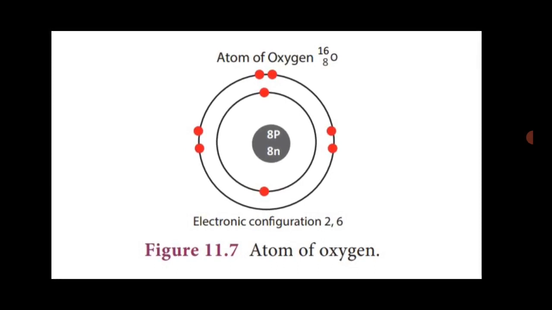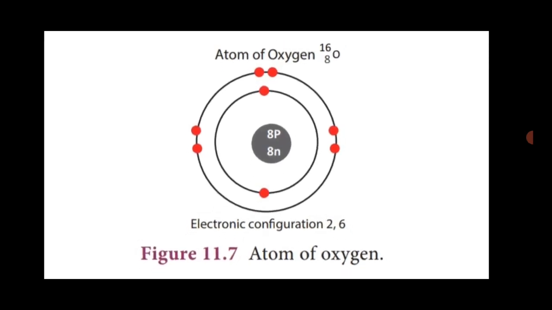The first shell, the first circle, is the K shell. K shell contains how many electrons? 2 electrons. So, 2, 8, 2, 6. 2 represents the first shell. The first shell contains how many electrons? Only 2 electrons. The red dots, red circles, represent electrons. How many electrons? 2 electrons in the K shell. Let's move on.